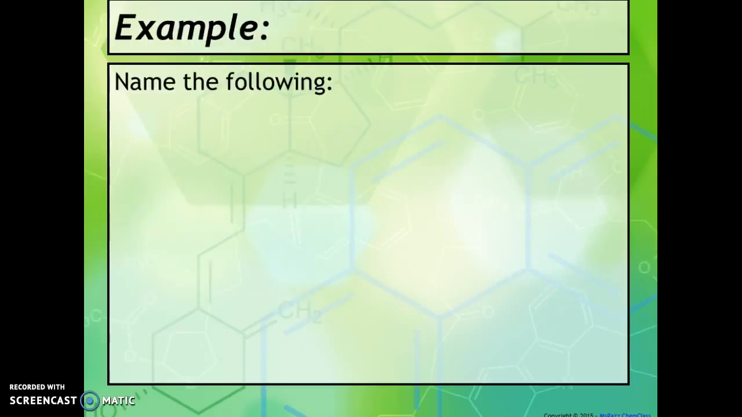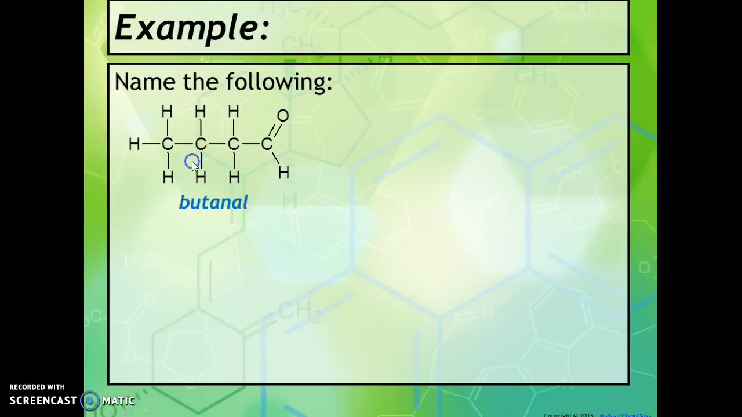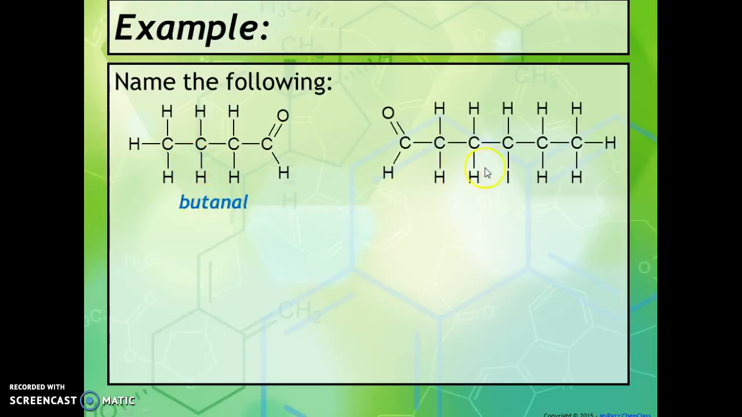So, for example, we have this one. It is 1, 2, 3, 4 carbons long. It would be butane. So if it were butane, we just change our ending to butanal. Pretty easy.